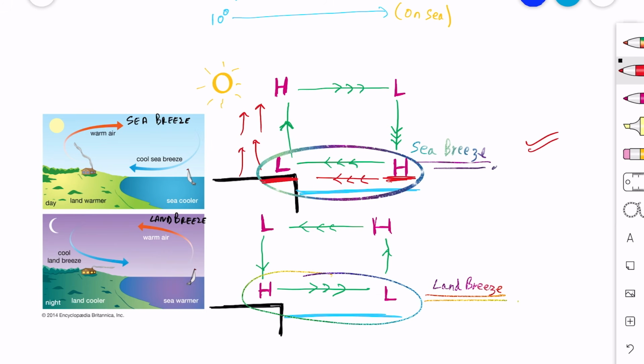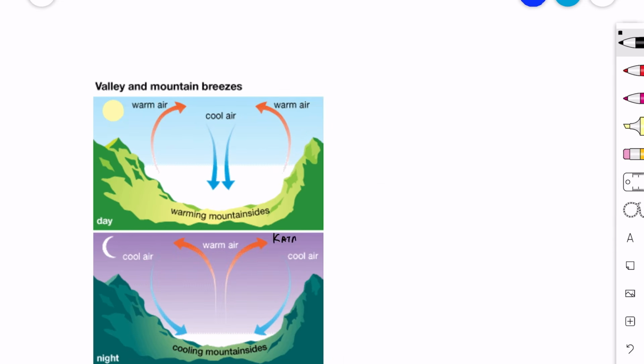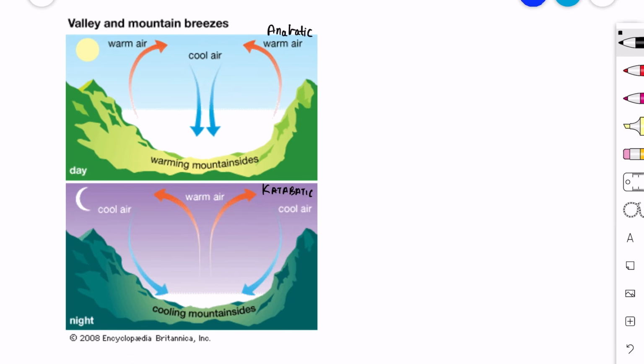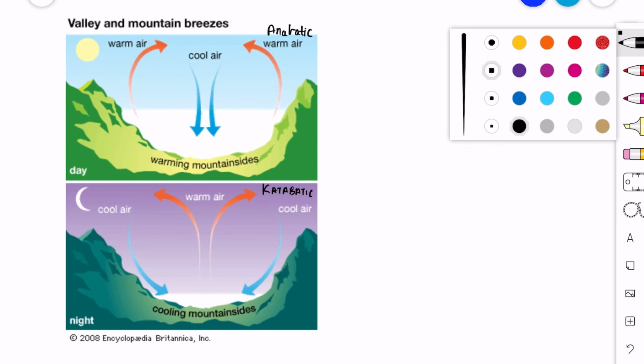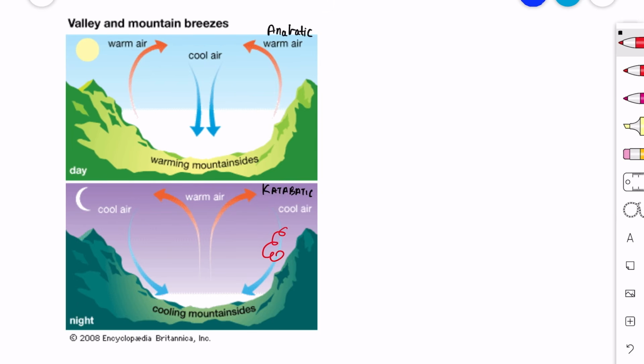Now the next two winds are experienced in the mountains and valleys. This one is the Katabatic wind and this is the Anabatic wind. The Katabatic wind is the one which flows down a valley at night. What happens is that at night the air around the valley becomes cold, and cold air sinks. The same happens on this side as well. These winds which blow down the hill at night are known as Katabatic winds. So I'll write: at night, down the hill.